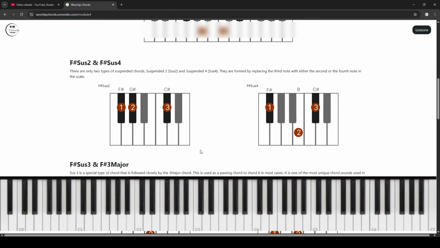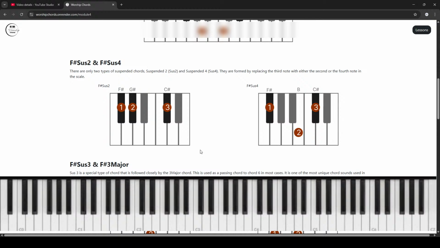Easy. And then the suspended 4 is used, for example, when you are at number 5, then you want to go back to chord 1, so you can pass it as chord 4, then suspended 4, then chord 1. So that's how you use the suspended chord, the sus4.